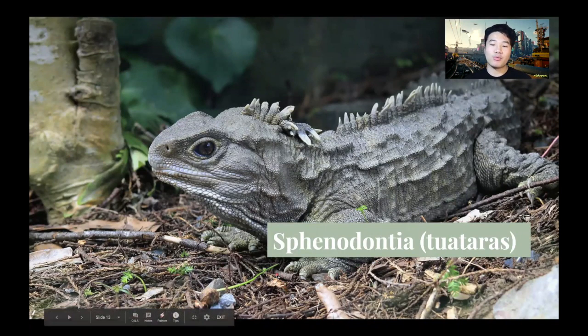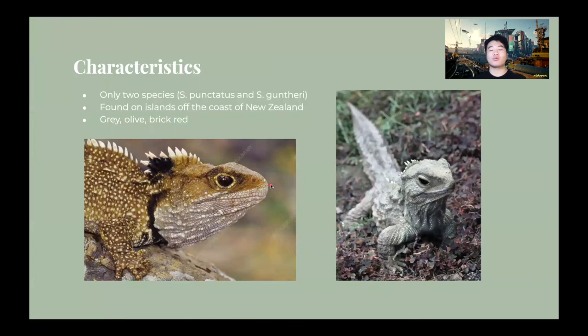All right, so now we're going to go over the order Sphenodontia. So a little background on this specific order. This order originated around the Mesozoic era, but currently only has 2 species that are still alive to this day, which are the Sphenodon punctatus and a much rarer species called the Sphenodon guntheri. Both of these are tuataras, by the way.